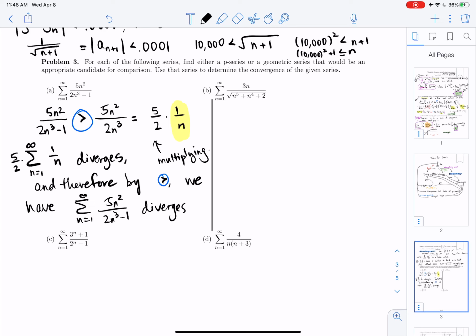Again, this series looks like non-alternating. It looks kind of like a P series, but we've got some stuff in the denominator that is keeping it from having a single value of n to a single exponent. But if we throw out, let me copy this term.